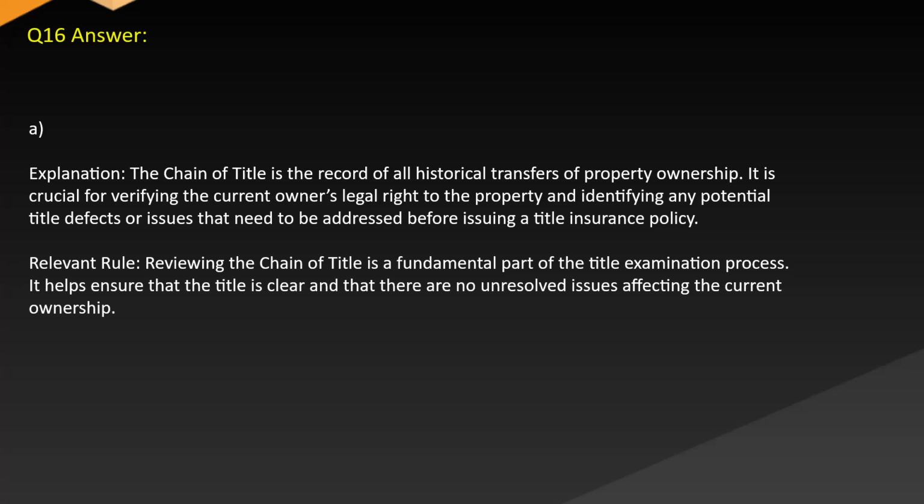Answer A. Explanation. The chain of title is the record of all historical transfers of property ownership. It is crucial for verifying the current owner's legal right to the property and identifying any potential title defects or issues that need to be addressed before issuing a title insurance policy. Relevant rule. Reviewing the chain of title is a fundamental part of the title examination process. It helps ensure that the title is clear and that there are no unresolved issues affecting the current ownership.